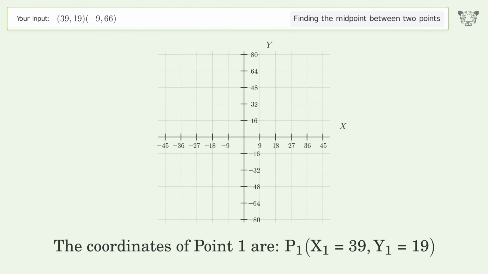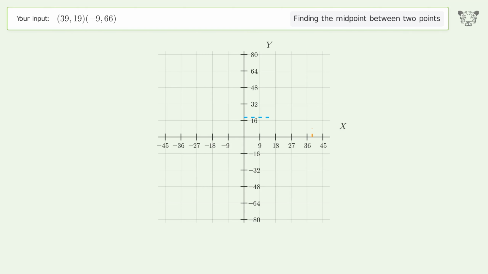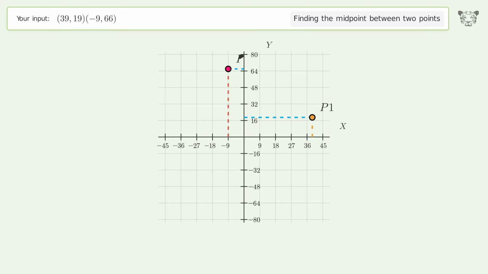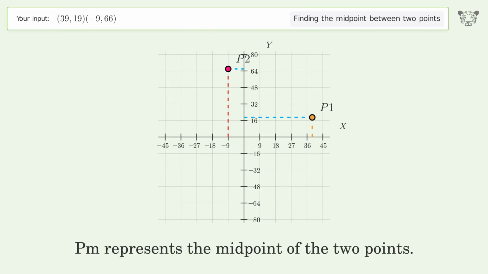The coordinates of point 1 are, x1 equals 39, y1 equals 19. The coordinates of point 2 are, x2 equals -9, y2 equals 66. PM represents the midpoint of the 2 points.